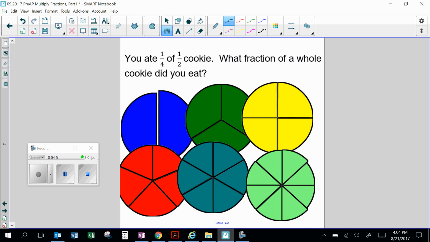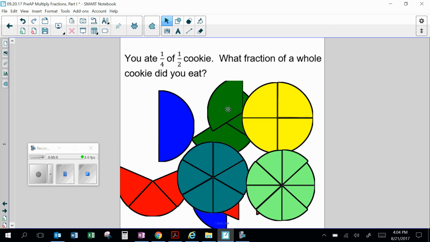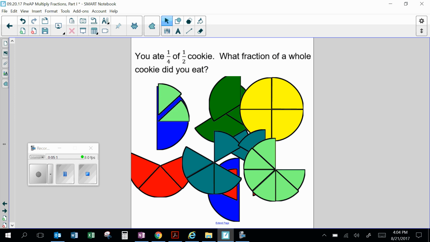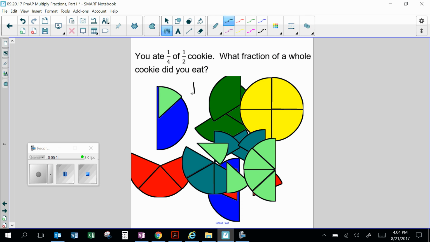You ate 1/4 of half of a cookie. Here is half of a cookie. You ate a fourth of this. So let's divide this into fourths. So I'm going to cut this into fourths. But I only ate 1/4 of this. So I ate 1/8 of a cookie.